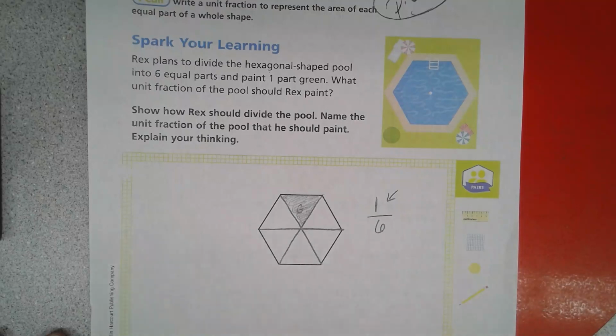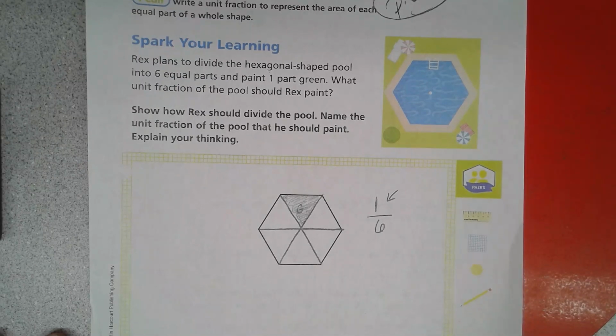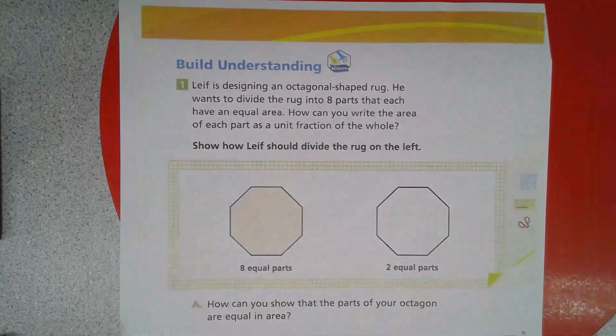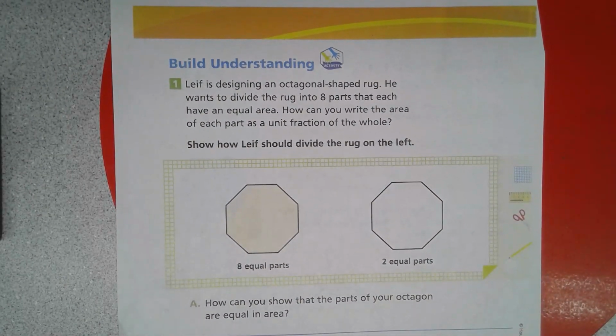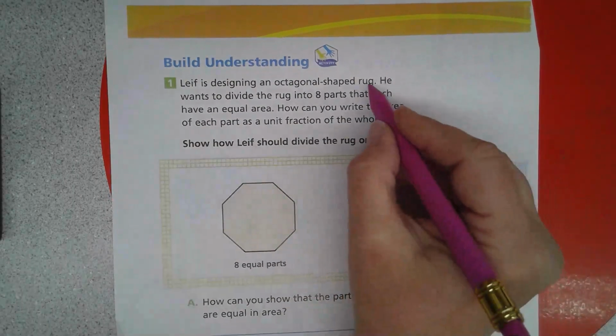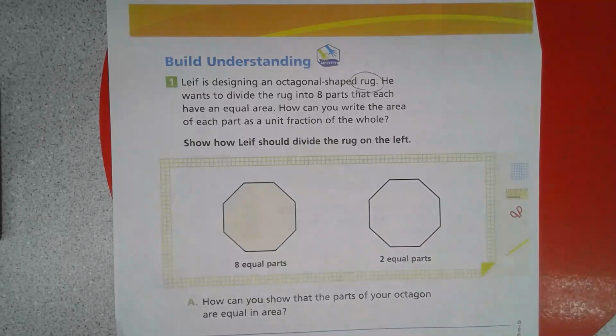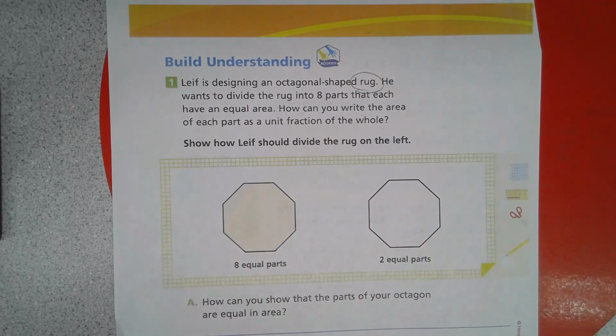All right, whenever you're ready, turn the page and let's look at a few more questions. Remember, you can always pause the video if you need to. Then, we have an octagon-shaped pool. Oh, no, take that back, not a pool. We're doing a rug this time. He wants to divide the rug into 8 parts that each have an equal area. How can you write the area of each part as a unit fraction of the whole?